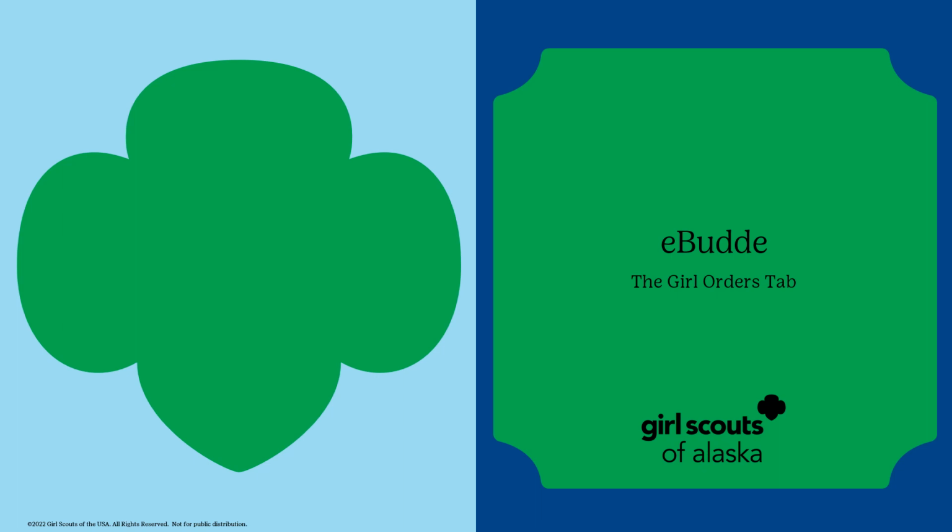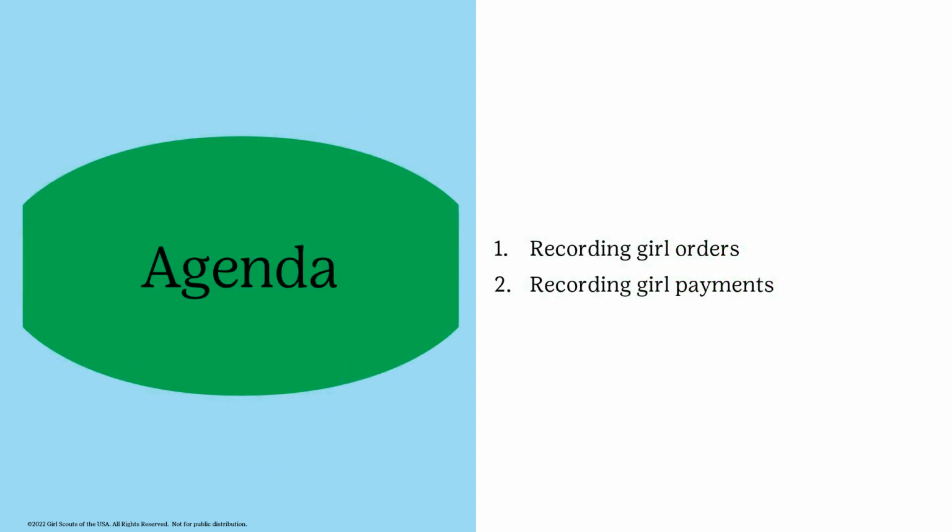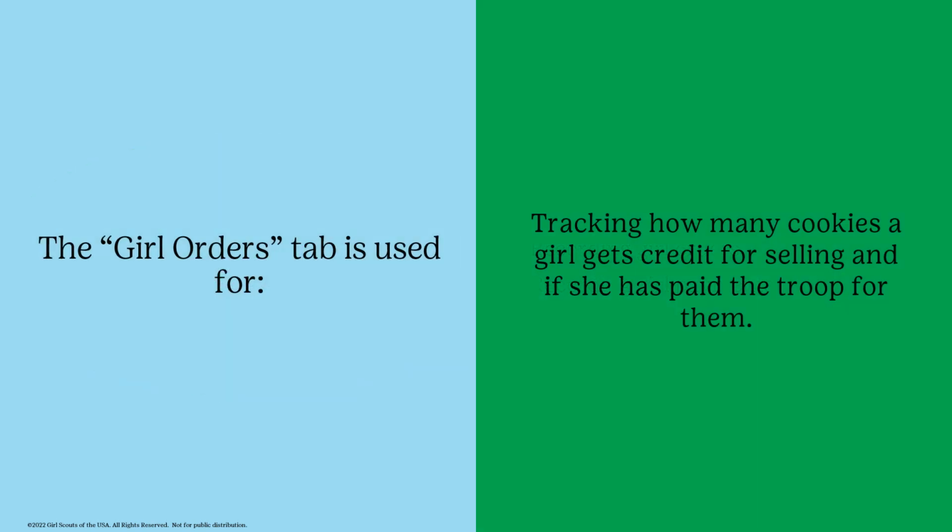Welcome to the eBudde training, the Girl Orders tab. We will go over recording girl orders. This is anytime a girl gets more cookies from their troop, and recording girl payments. This is when a girl or her adult gives cash or money to the troop for cookies that have been sold. The Girl Orders tab is used for tracking how many cookies a girl gets credit for selling and if she has paid the troop for those cookies.